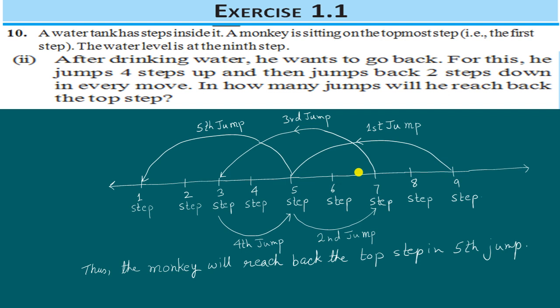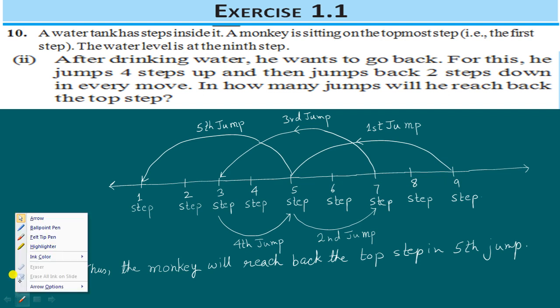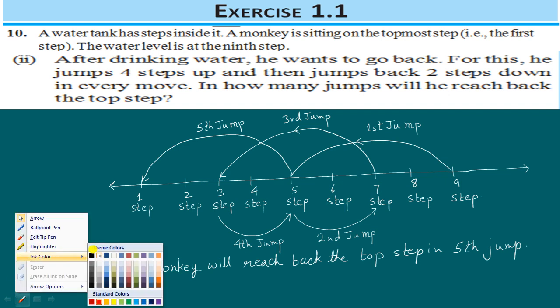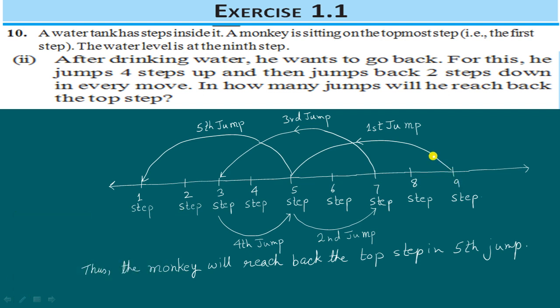Here you see we have done it on a number line, that is step 1, 2, 3, 4, 5, 6, 7, 8, 9. You see here how the monkey is jumping. Jumps 4 steps up, that is from 9, 1, 2, 3, 4. That is, in the first jump, from the 9th step to the 5th step, right? And then he jumps back 2 steps down, that is from the 5th step to the 7th again. This is the second jump, right?